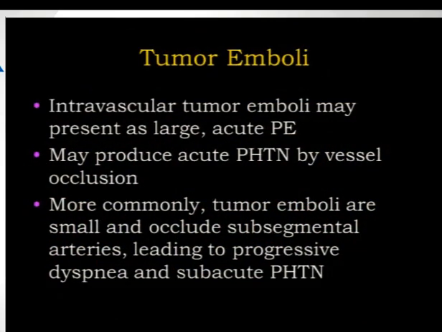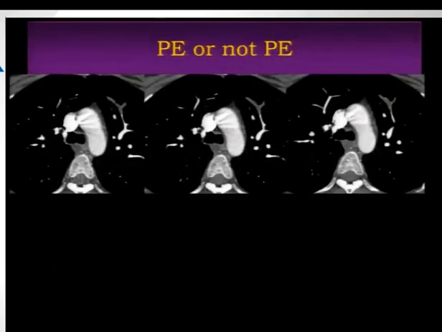Tumor emboli can present as large filling defects and present very much as an acute pulmonary embolism. They can produce acute pulmonary artery hypertension due to the vessel occlusion, but more commonly they occur in small vessels and include the subsegmental arteries, leading to progressive dyspnea and subacute pulmonary hypertension.